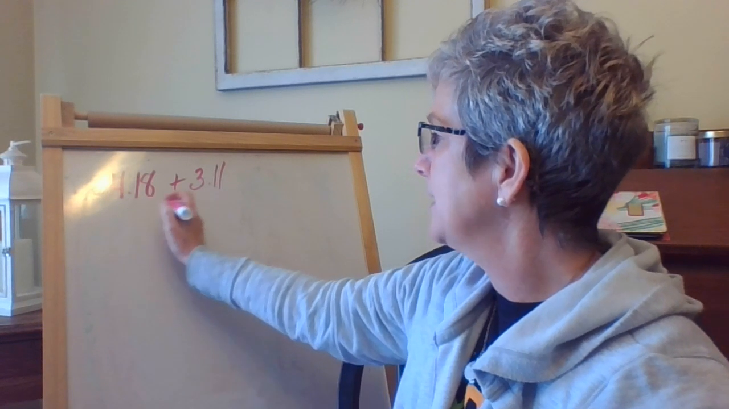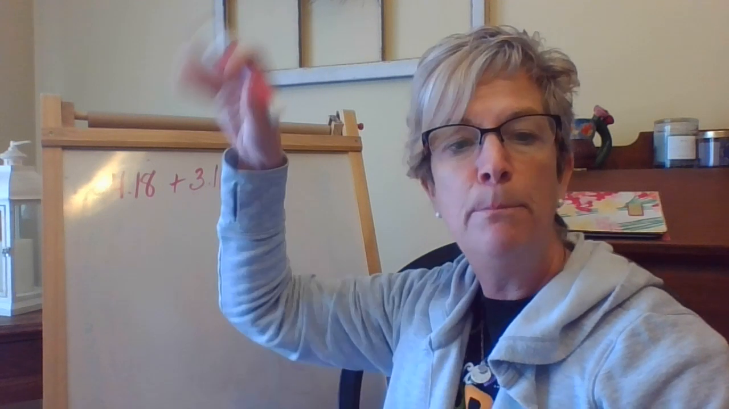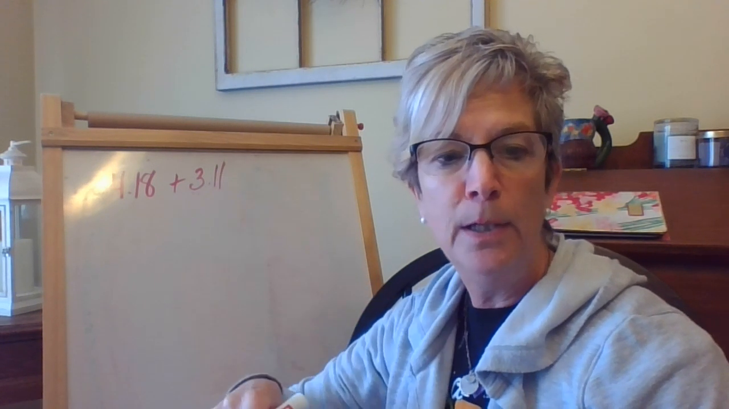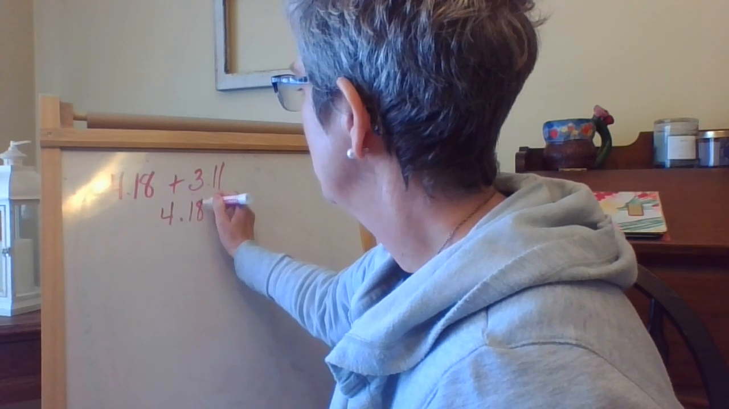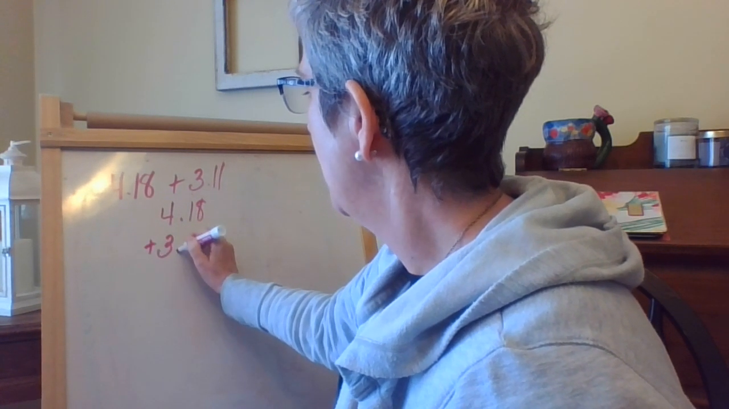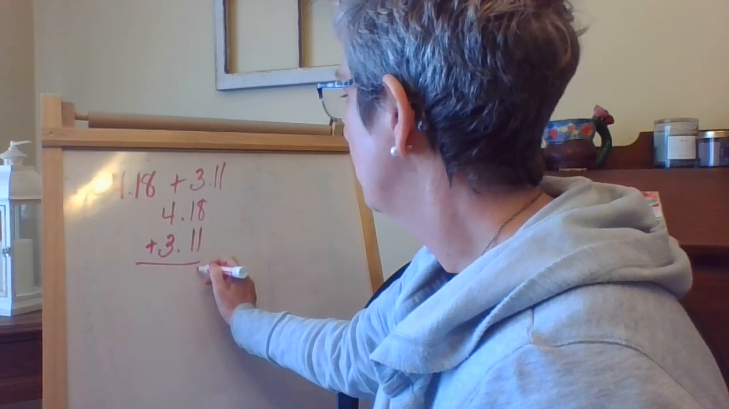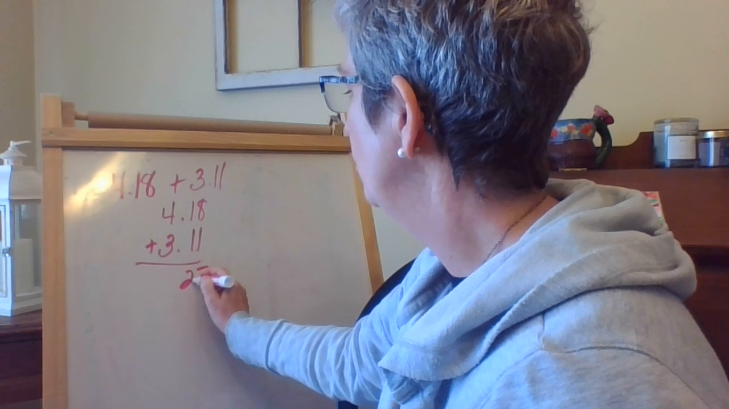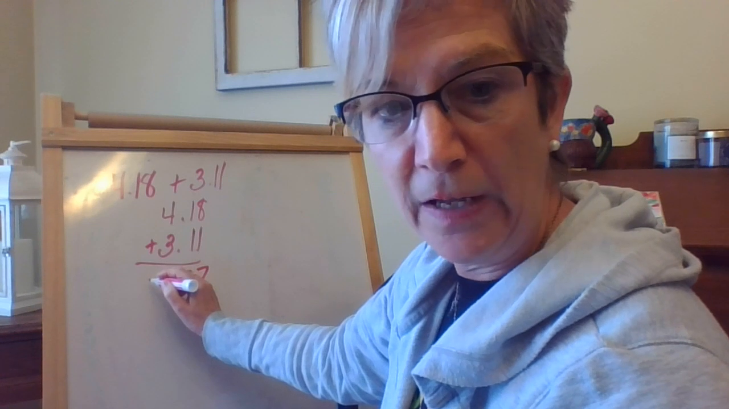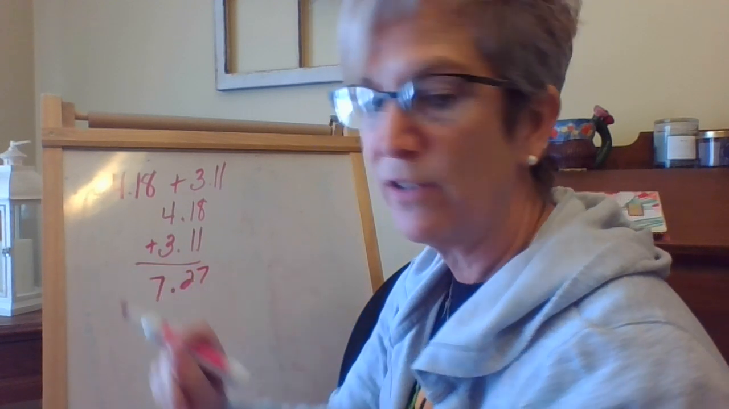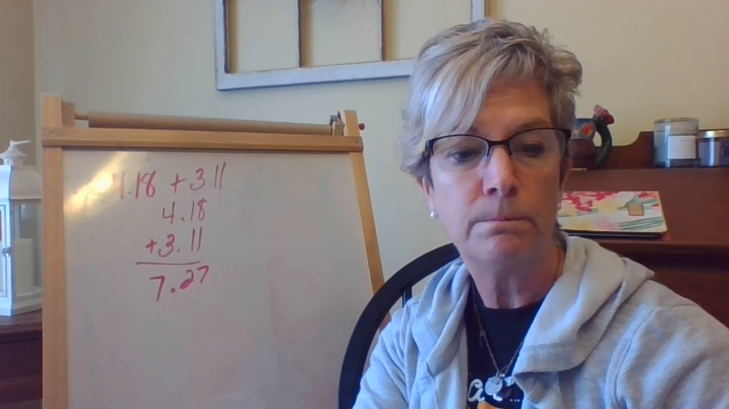So I have decimals. The first thing, remember, I needed to do was line them up, line them up, line them up. So I'm going to line up my decimals. Plus 3 and 11. Then it's very easy. I can just go through and add. 8 plus 1 is 9. 1 plus 1 is 2. I drop that decimal down. Take the elevator down. 4 plus 3 is 7. So that answer is 7 and 27 hundredths.